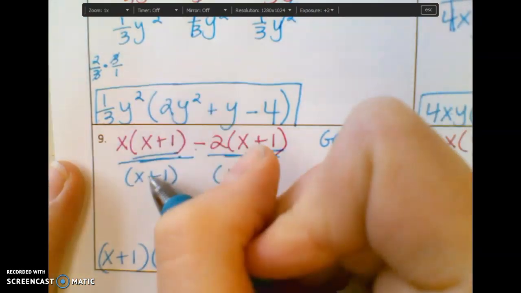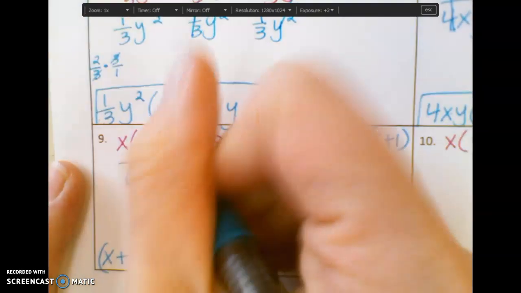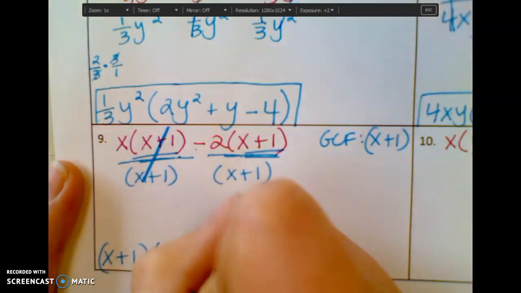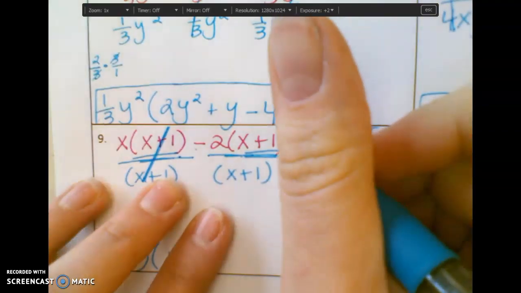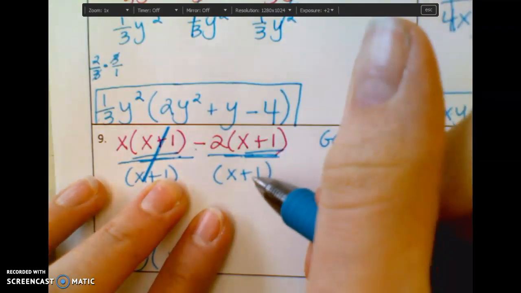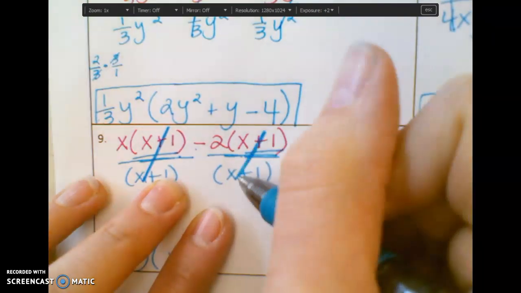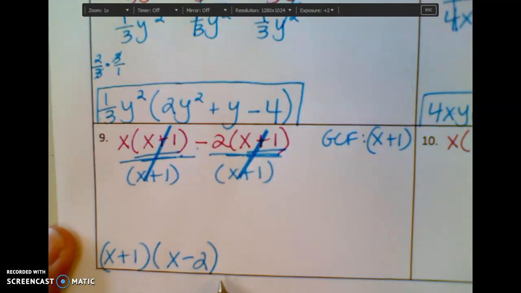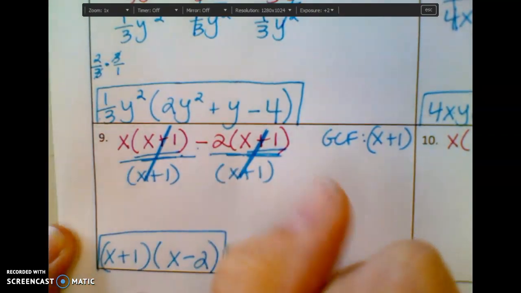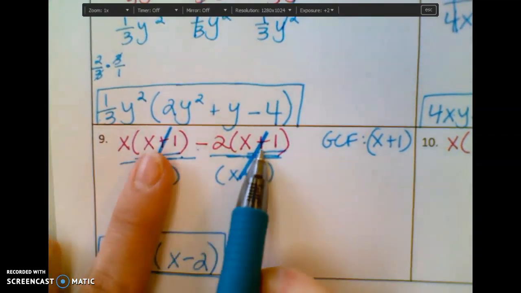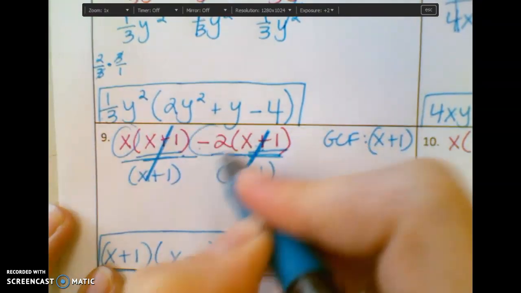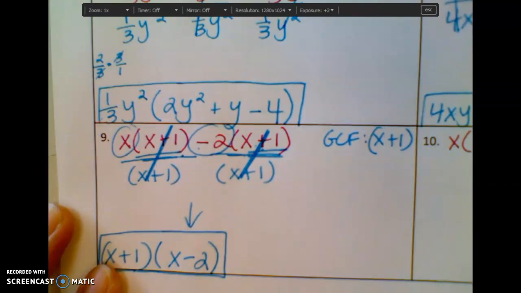Well, what happens when I divide these? They actually cancel the entire parentheses, and I'm just left with x. What about here? 2 times x plus 1 divided by x plus 1, they cancel, and I'm left with -2. So this is our factored form. When we see the parentheses are in common, we'll take the parentheses, and then we'll just group together the leftovers.